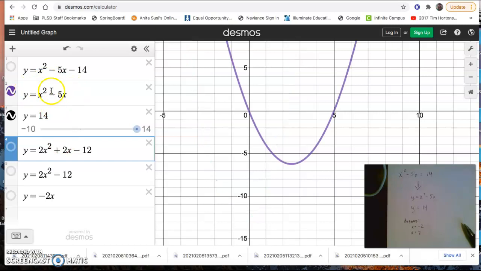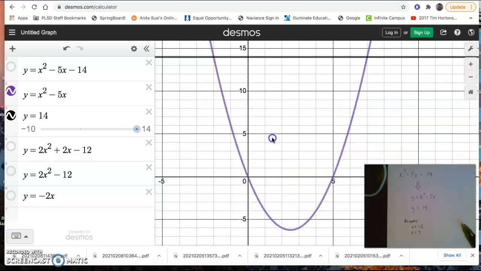So here I am in Desmos. I've already typed these equations in. Here's y equals x squared minus 5x. Here's y equals 14. And I'm supposed to graph these and look where they intersect. But I look on here and I can only see one graph. It's the quadratic. But wait a second.